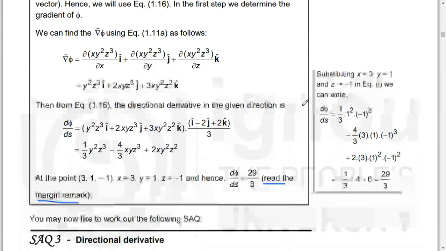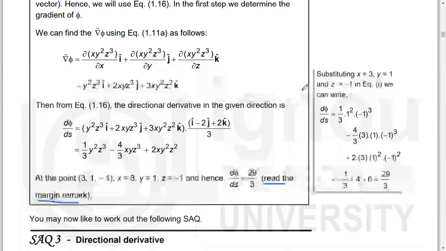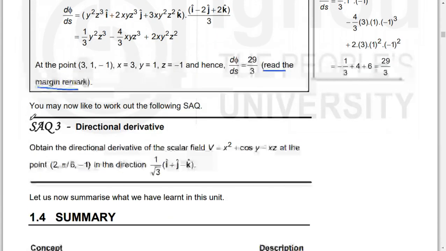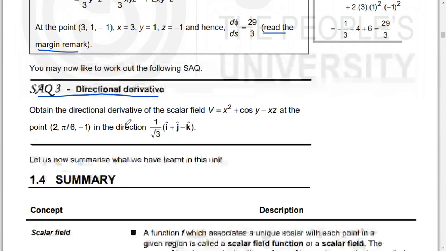Substituting x is equal to 3, y is equal to 1, and z is equal to minus 1 in the equation, we can write d phi by ds is equal to 1/3 into 1 squared into minus 1 cubed minus 4 by 3 into 3 into 1 into minus 1 cubed plus 2 into 3 into 1 squared into minus 1 whole squared, equal to minus 1/3 plus 4 plus 6, equal to 29 by 3. You may now like to work out the following SAQ. SAQ 3, directional derivative.